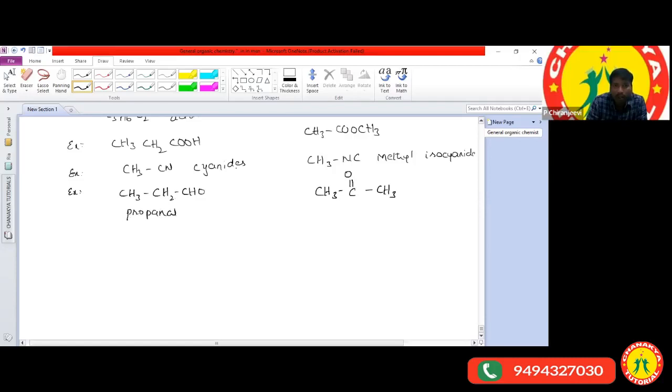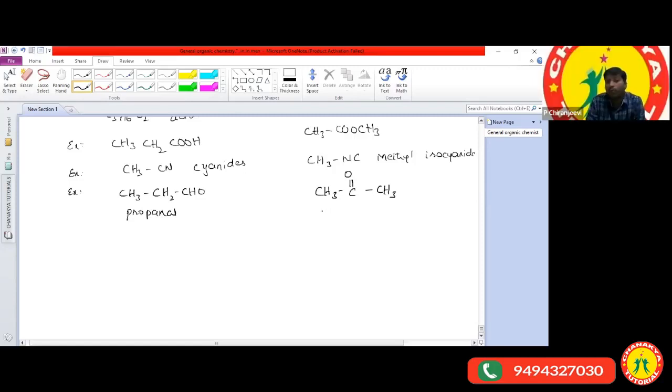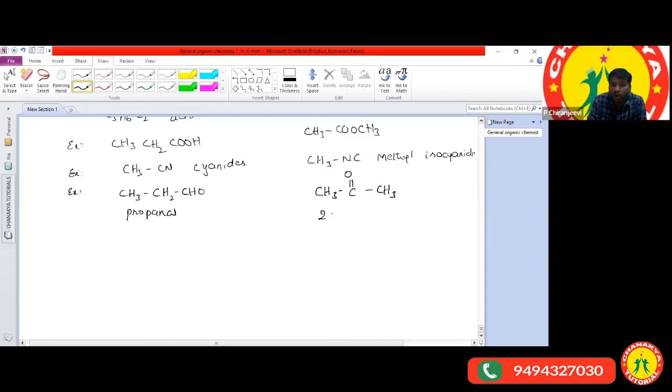Similarly, what is the IUPAC name of the other structure? I wrote one more structure here beside. Propanone. Which propanone: one, two or three? Two. So the second one is the example of 2-propanone, because the ketone functional group is present at the second carbon atom.